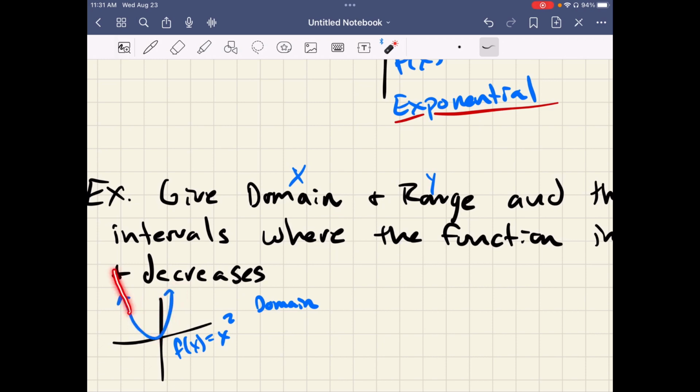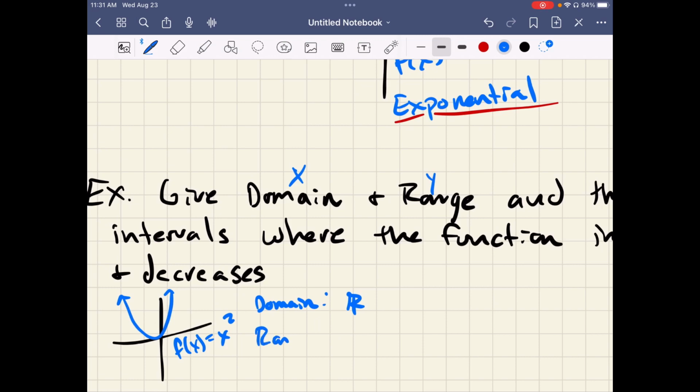As long as I continue up, that parabola will continue to get wider and wider, and the same thing is true for this side, as long as I can keep moving to the right. So the domain in this case is going to be all real numbers. This is just the symbol for all real numbers. That's a little R with a double line on it.